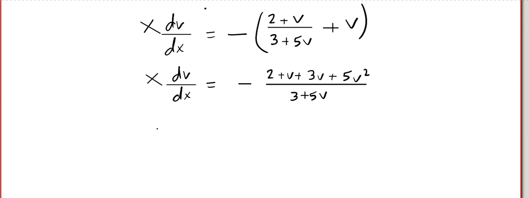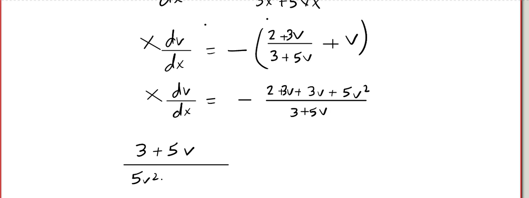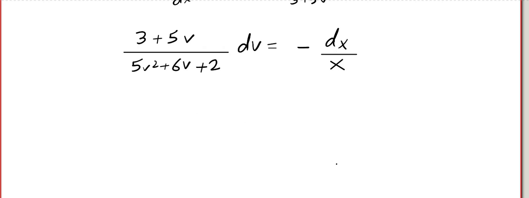So we are going to get 3 plus 5v over 5v square. We have 2 plus 3v here, so that will be 3. So (5v square plus 6v plus 2) dv is equal to minus dx by x. Okay, you can confirm this step.